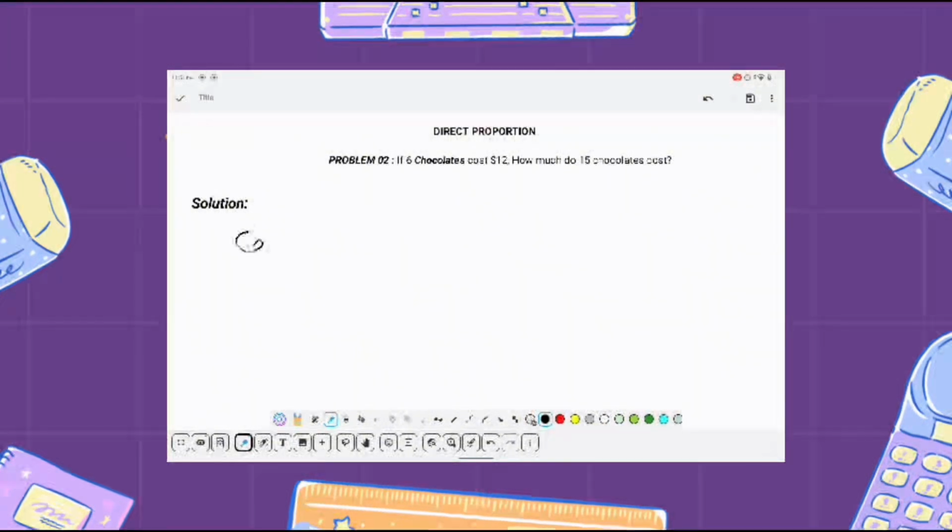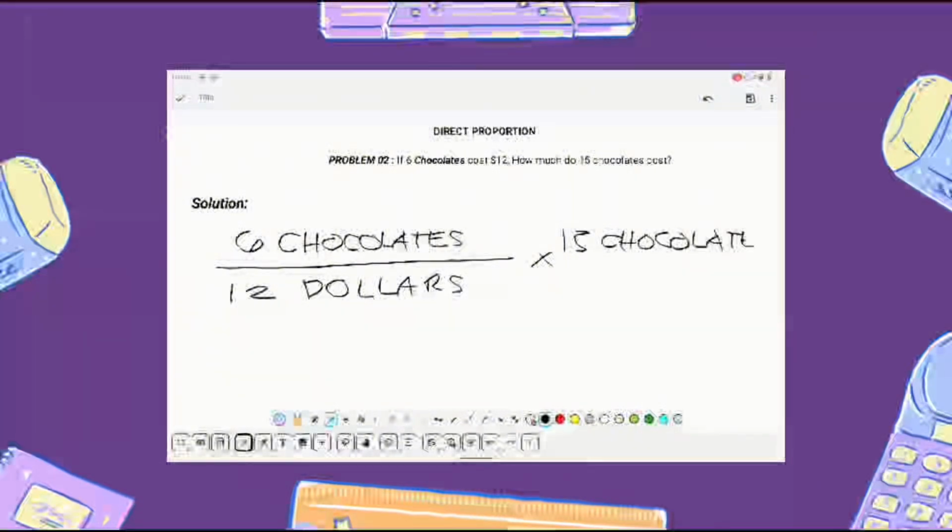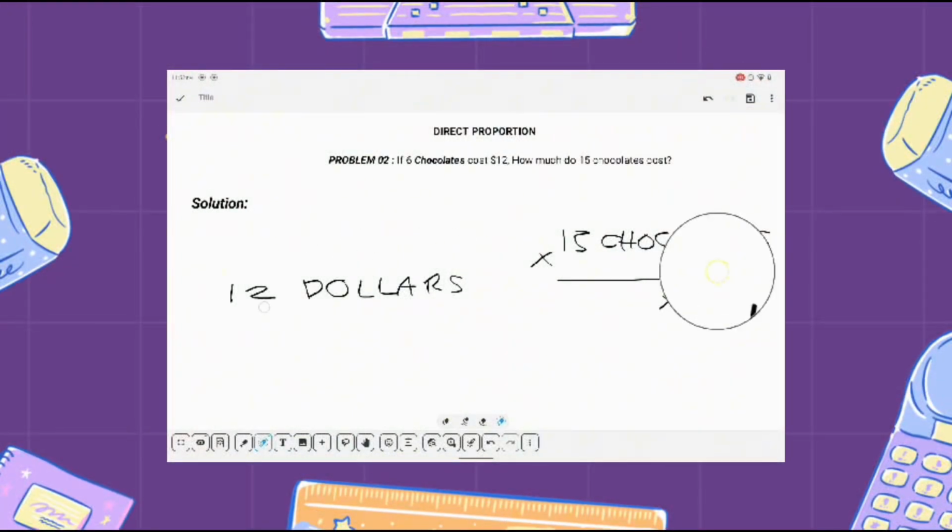Here, 6 cakes cost $12. So how much do 15 cakes cost? To solve, let's multiply 6 times x, 6x, and 15 times 12 equals 180. So, to solve this, we need to cross-multiply. 6x equals 180. Divide both sides by 6: x equals 30. So, 15 cakes cost $30. Watch for the solution.